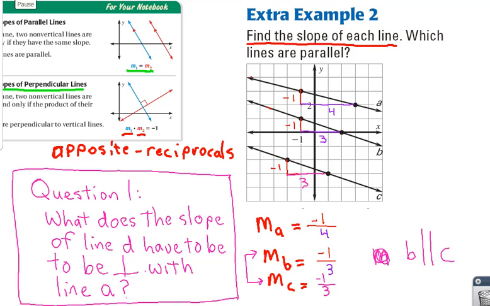Okay, in the response form, we have question 1 over here in the lower left. What does the slope of line D, that's a line that you're imagining, have to be to be perpendicular with line A? So line A has a slope of -1/4. We've already found that. So tell us what the slope of line D would need to be to be perpendicular. That's all. Fill in the response form.